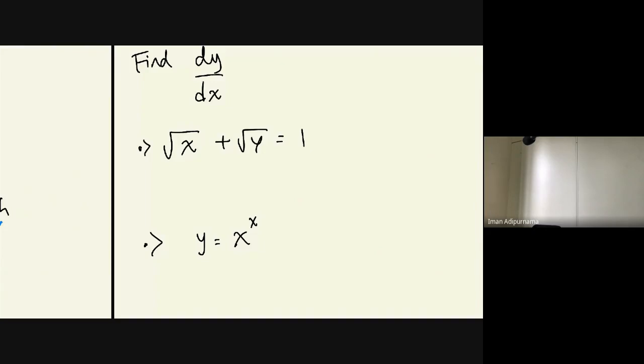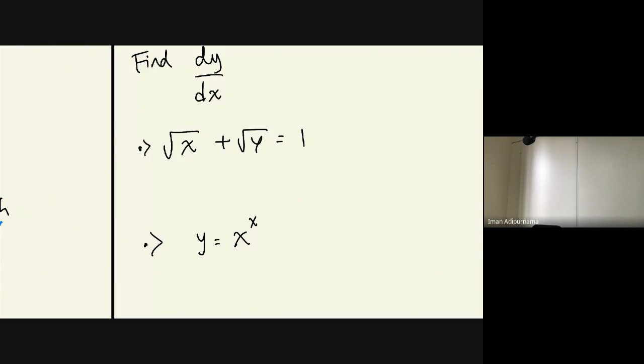How about you? Do you get it? Okay. I think if you don't get it, do you understand the concept of implicit differentiation like this day? How?